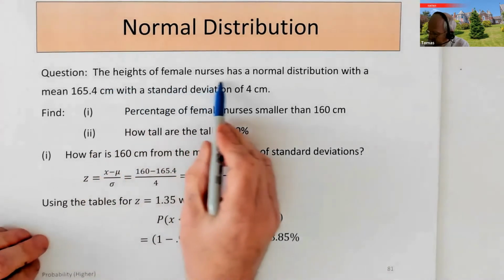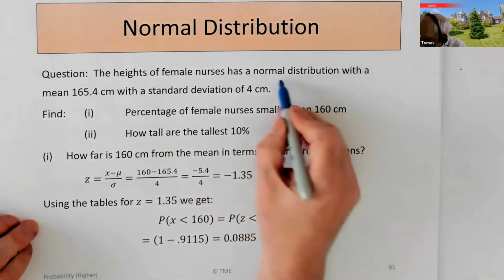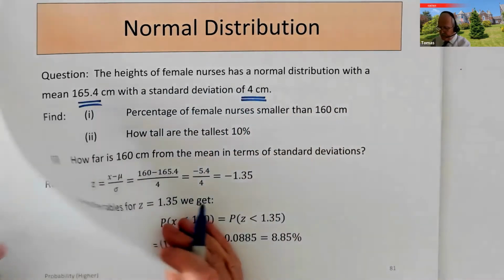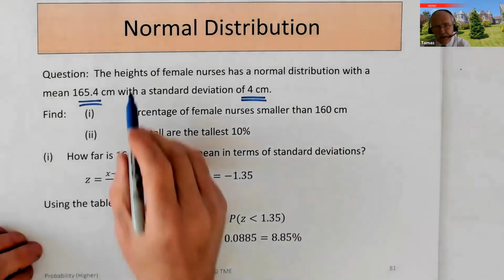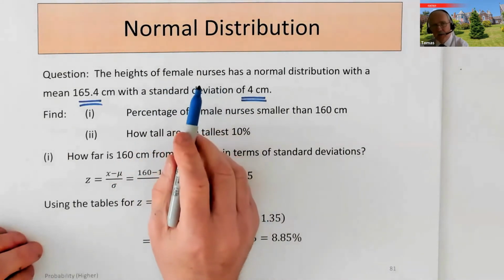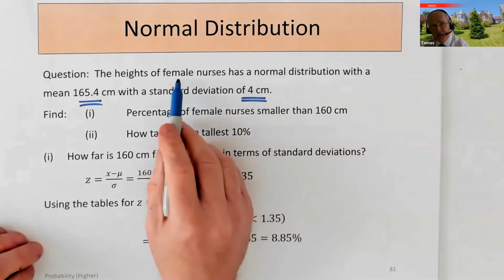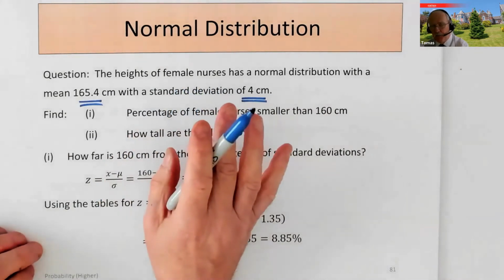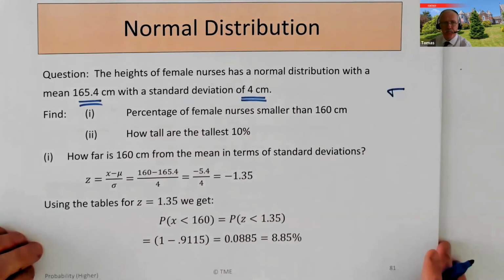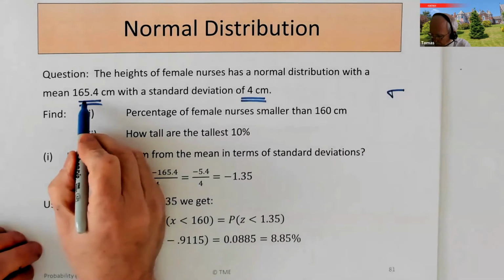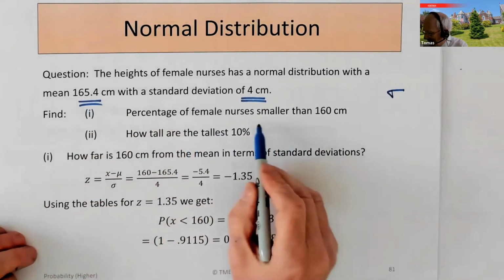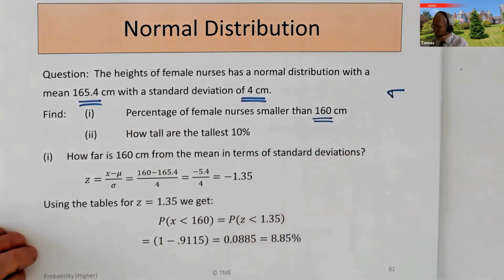The heights of female nurses has a normal distribution with a mean of this and a standard deviation of 4 centimeters. Heights of female nurses. Individual female nurses. Individual values, not a sample, individual values, we're talking about sigma. They have a mean of 165.4. Find the percentage of female nurses smaller than 160.